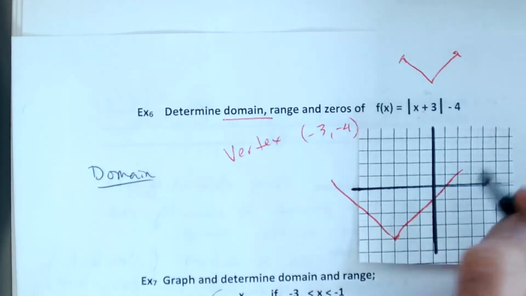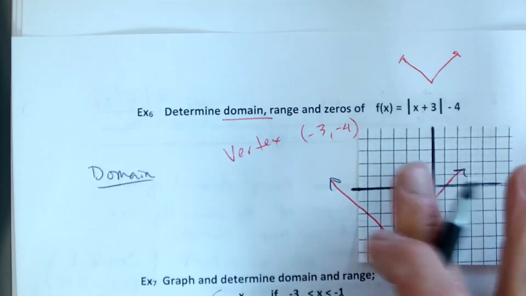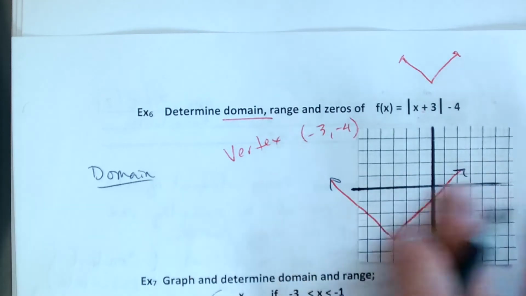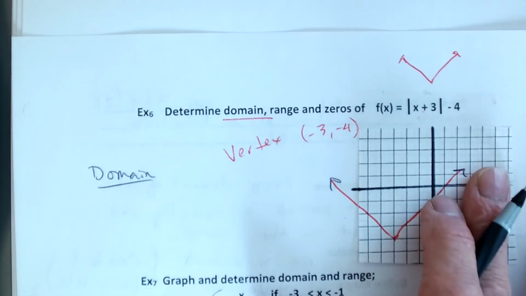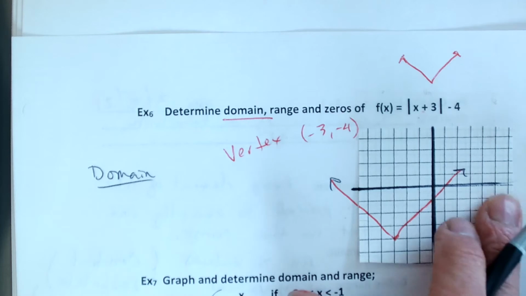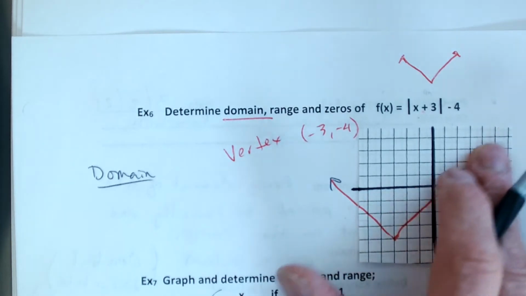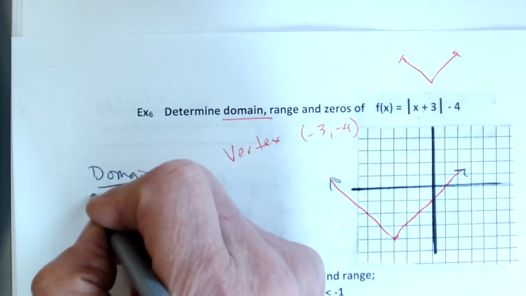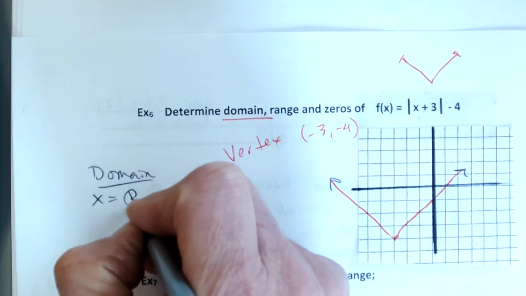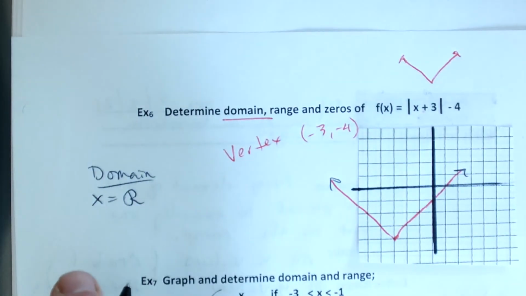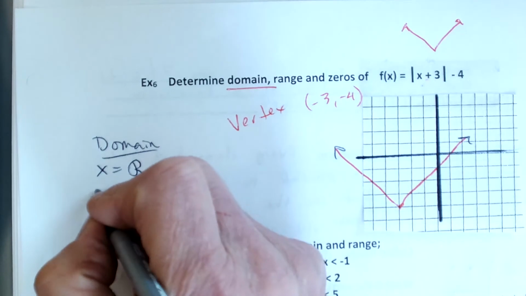How wide is this graph? Oh, it's got arrows on it. How wide is this graph? Forever, right? It's forever wide, so the domain's got to be every x value, because as it moves over, the graph's still going, right? So the domain is x is equal to all real numbers, because it goes forever in both directions.